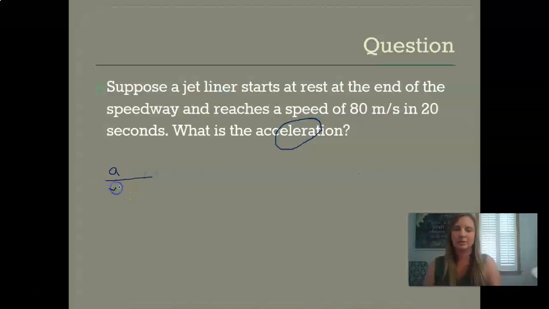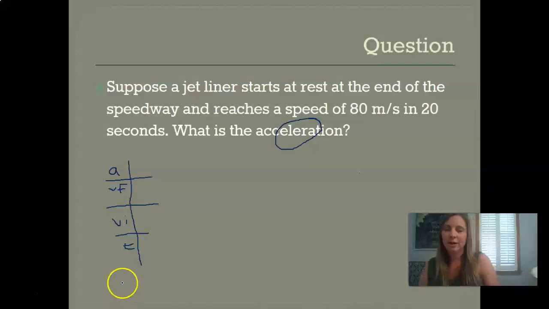Our final velocity, initial velocity, and our time. I should just write it on the whiteboard. And let's look at our equation once again. Let's just have it up here for us. Our final velocity minus initial velocity over how long it took to do that.